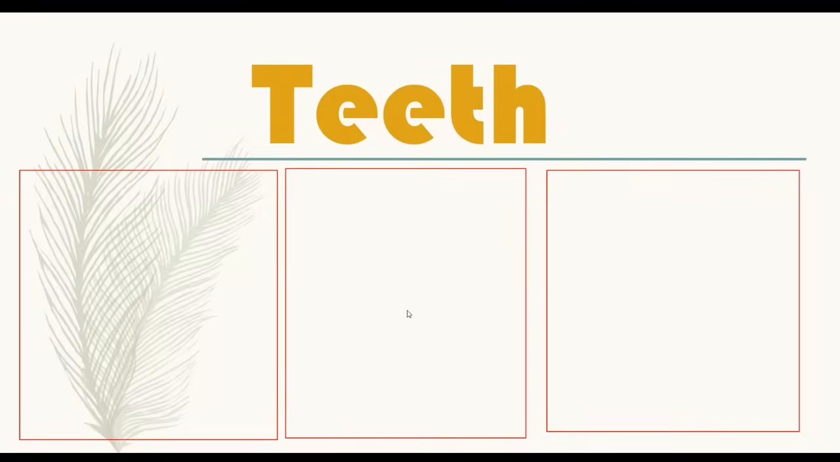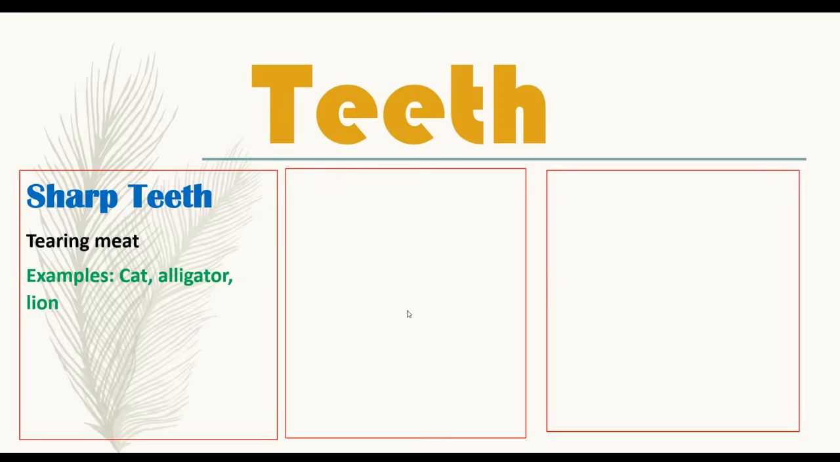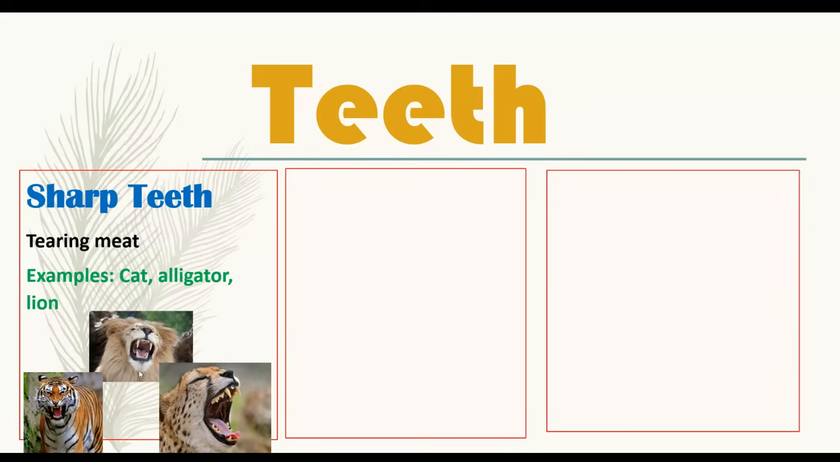One of the structures that we're going to see is the teeth. There are different types of teeth that the animals have. We're going to look at three different kinds. The first kind of teeth are sharp teeth, which are for tearing meat. Some examples are a cat, an alligator, and a lion. Again, these are good pictures of sharp teeth. Some animals only have sharp teeth.